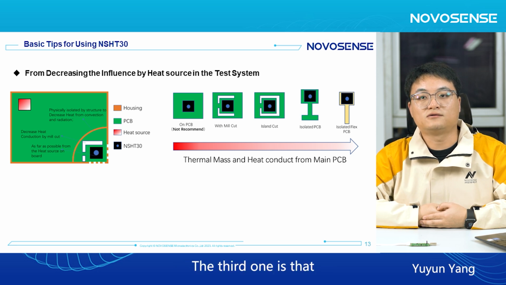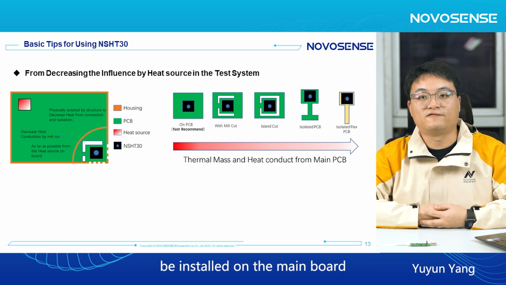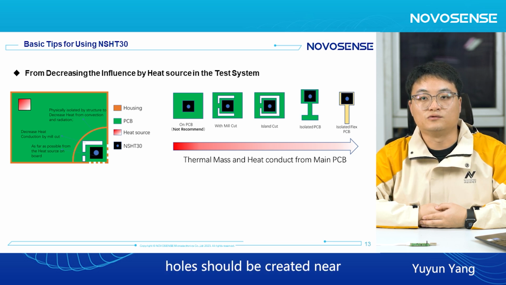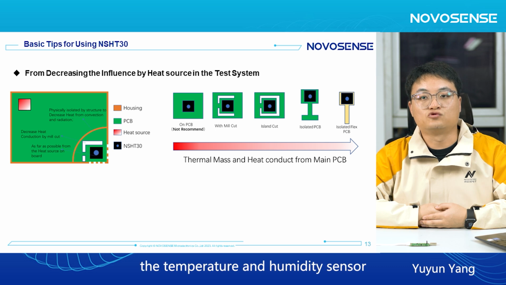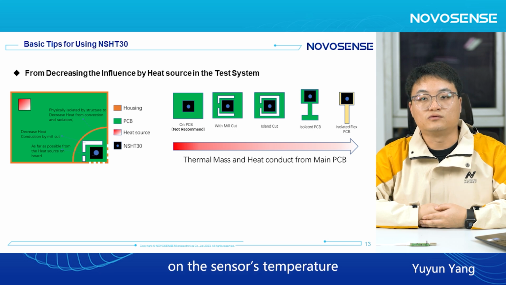The third one is that the sensor should be assembled on a separate subboard as far as possible. If the sensor must be installed on the main board, its position should be as far away from the heat source as possible. On the main board, holes should be created near the temperature and humidity sensor to reduce the impact of the heat source's heat conduction through the circuit board on the sensor's temperature.